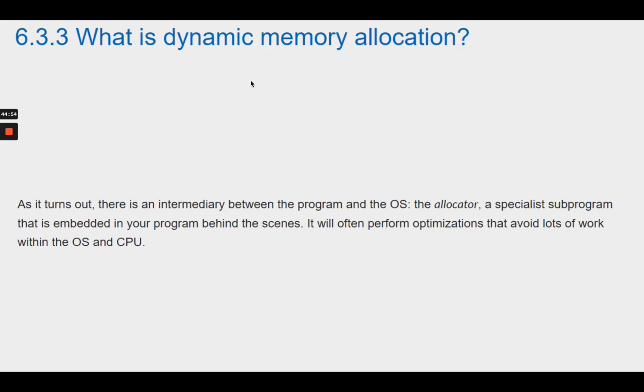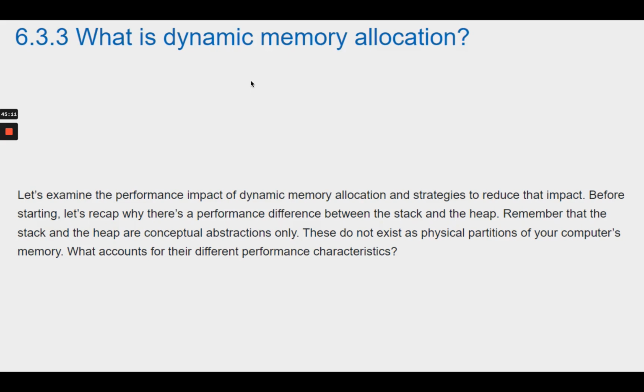As it turns out, there is an intermediary between the programs and the OS, the allocator, a specialist subprogram that is embedded into your program behind the scenes. It will often perform optimizations that avoid lots of work within the OS and CPU. Let's examine the performance impact of dynamic memory allocation and strategies to reduce that impact.